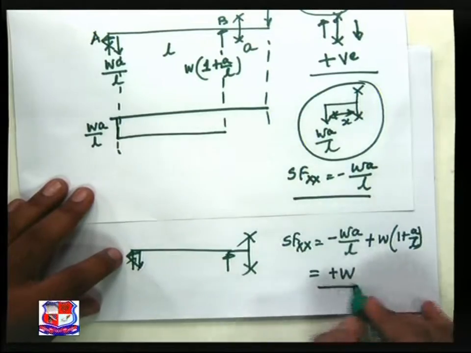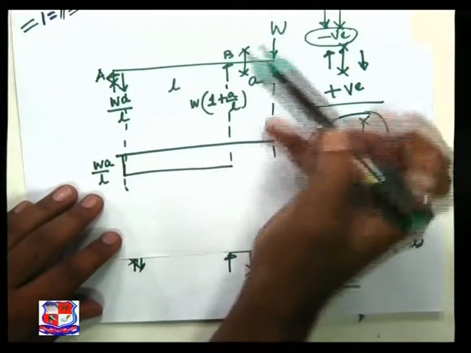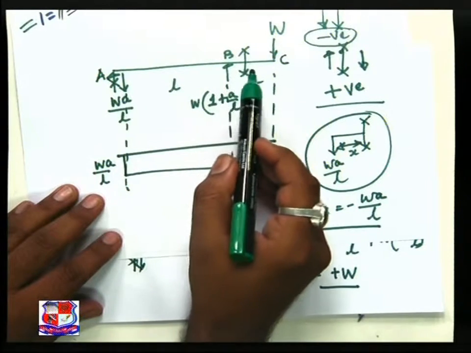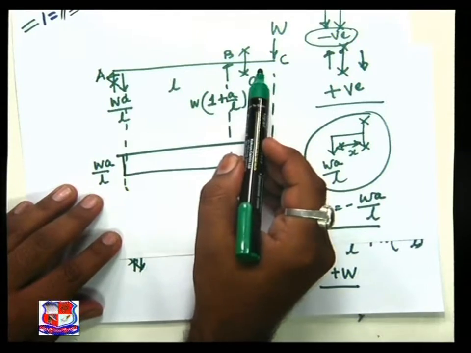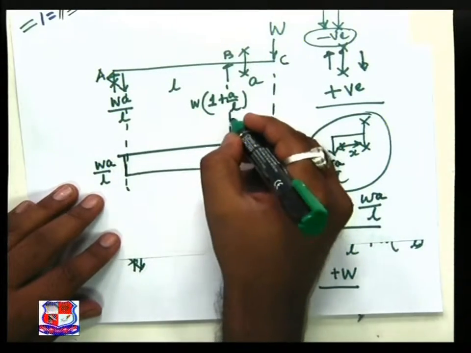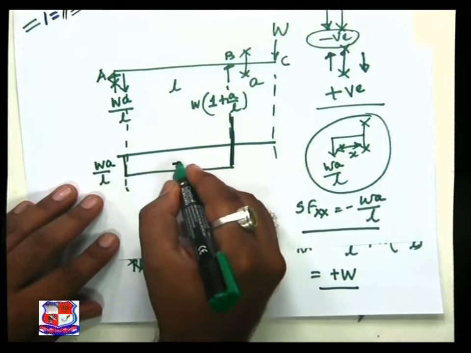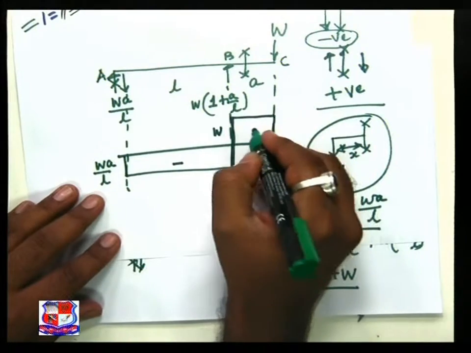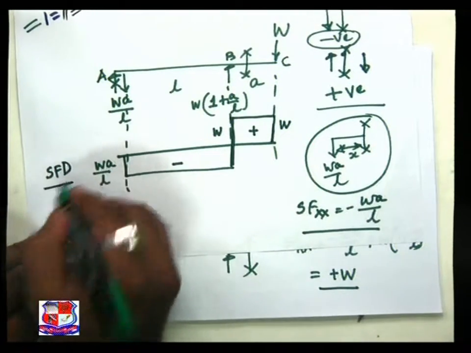So now you can visualize, see the figure over here, between B and C, C being the free end, between B and C there is no load and the shear force has a constant value W. So at this point my shear force suddenly changes from minus WA by L to plus W, remaining constant up to the point C, and we get my shear force diagram.